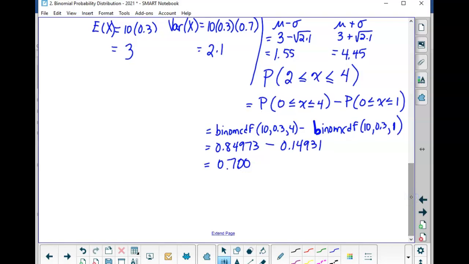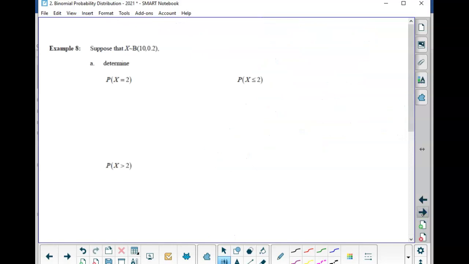Okay, so then try the next one. Similar, we don't know what's representing, but find those probabilities. Okay, again, using your calculator. And then part B is, got to think a little bit about that. Okay, so binom PDF, binom CDF, CDF.